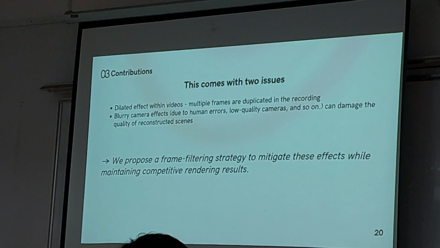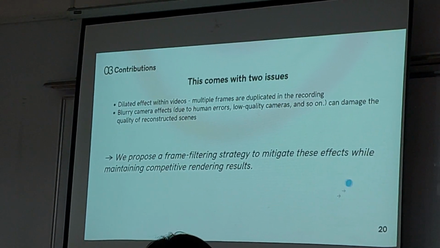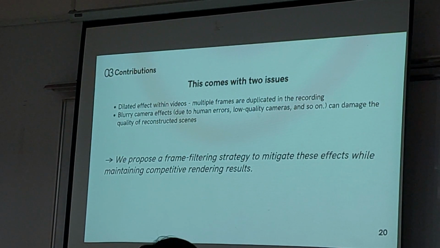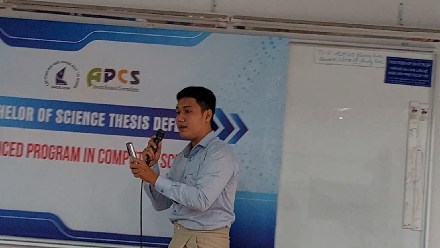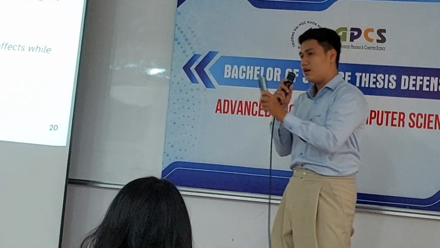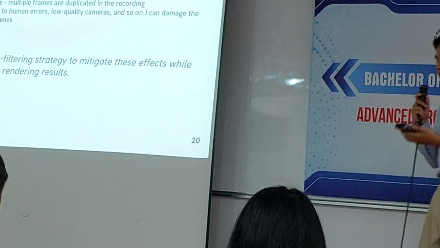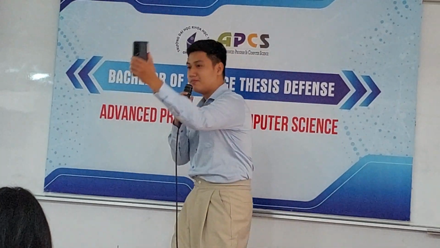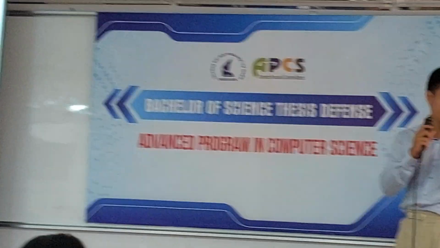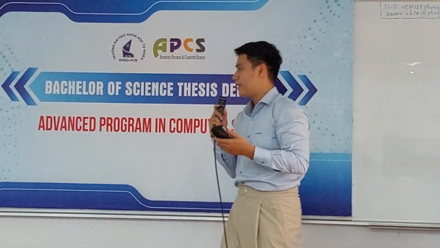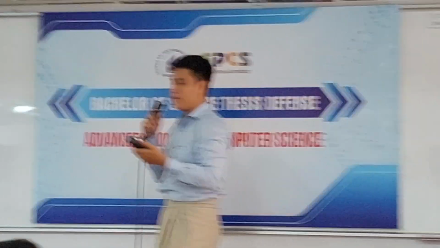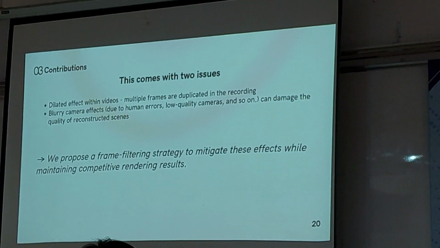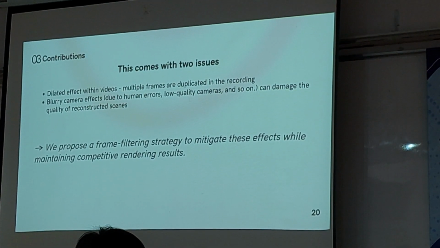So first of all is the dilated effect, which means if I want to record a scene with very high fidelity, and I try to slow down, what's going to happen is we have frames with overlapping scenes or frames that may be duplicated, and which may not contain extra information that we want for reconstruction. And the second one is if I have a very shaky hand like this, then maybe the camera rendering effect will not be very good because it will be very blurry and the image will not be of very high quality, and this essentially will damage the reconstruction quality. So we're proposing a frame filtering strategy to mitigate these effects.